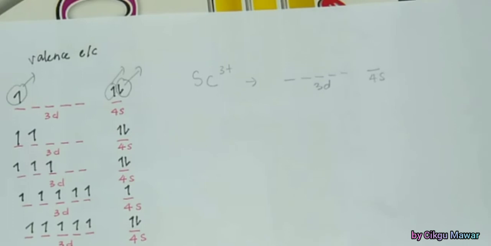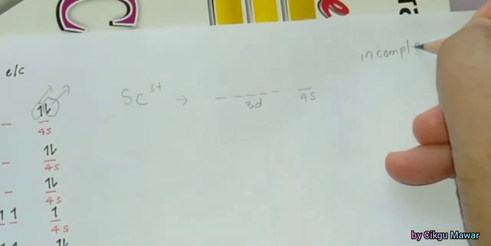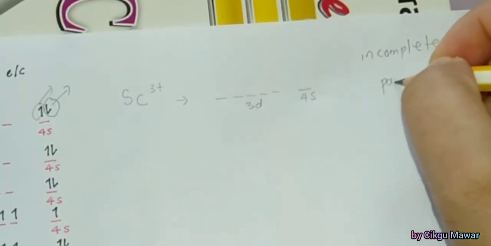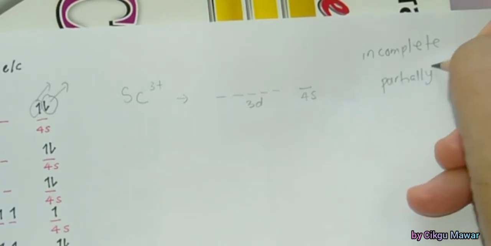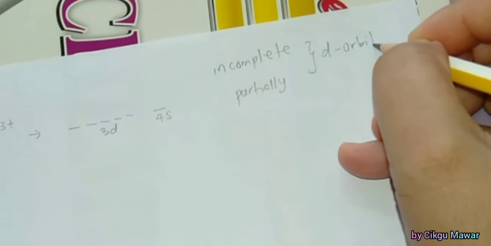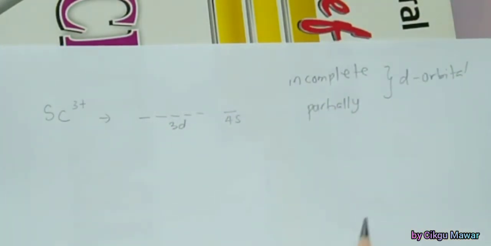So this does not obey the definition of a transition element, which must form at least a stable simple ion with incomplete or partially filled d orbital. For scandium, it has 0 electrons in the d orbital.